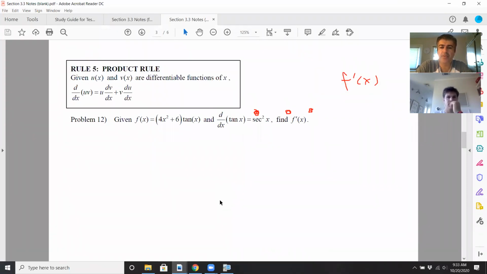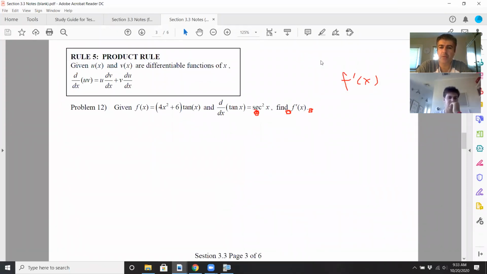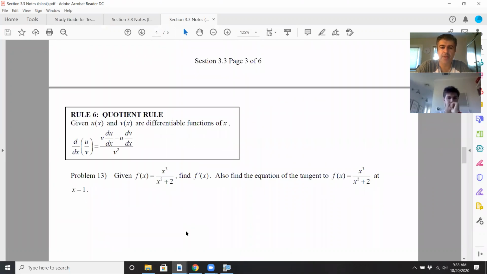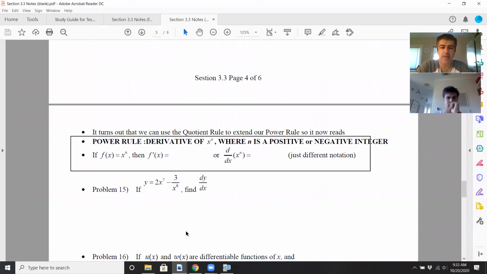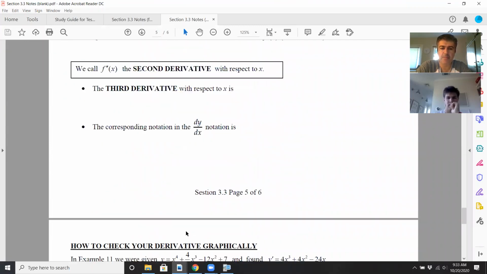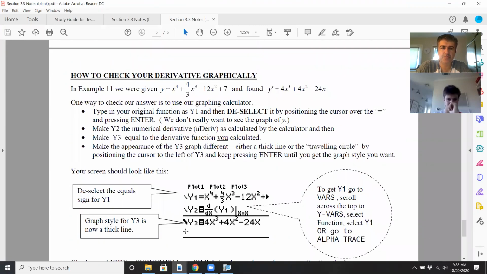Okay, now we're going to move on to something brand new called the product rule. Then we're going to talk about the quotient rule. And then we're going to talk about the power rule again and combine some things. I kind of already did this part, just so you know. In some ways, I actually already did the last page of the notes, how to check your answer: put the function in and then check it.